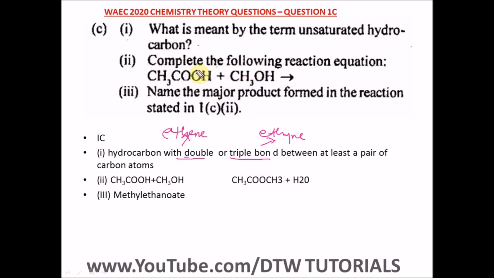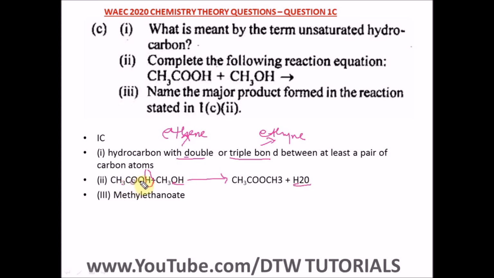Number 2, complete the following reaction equation. CH3COH plus this. So here you have CH3C. This gives us this. So when you complete the reaction, this is what you get from this. So this CH3 displaces hydrogen here in the reaction. You see, a hydrogen joins this one to form a molecule of water.